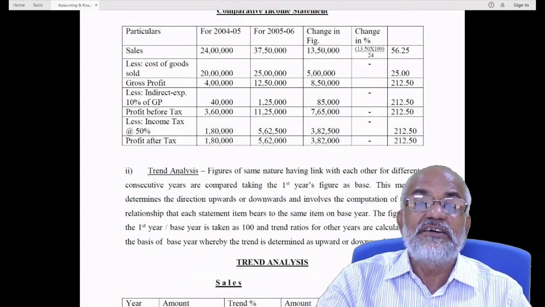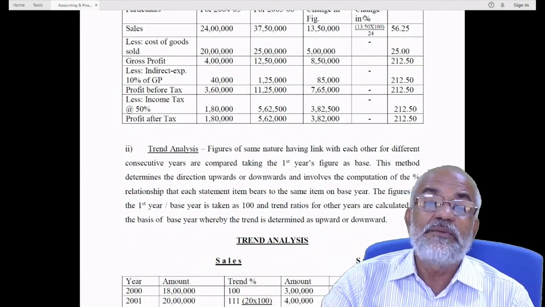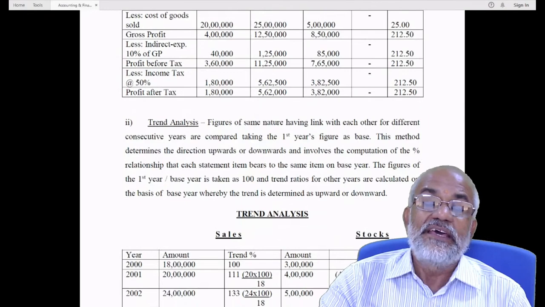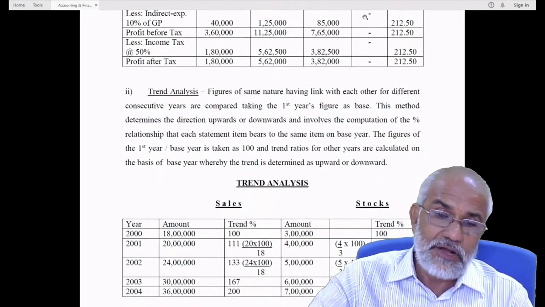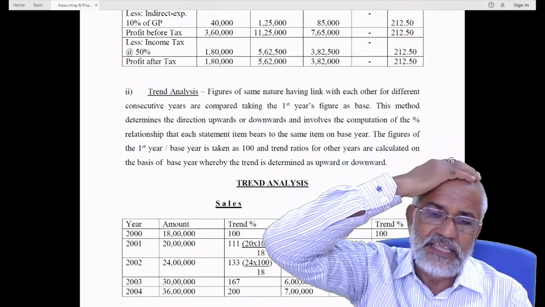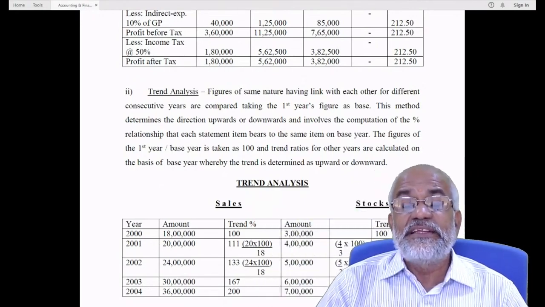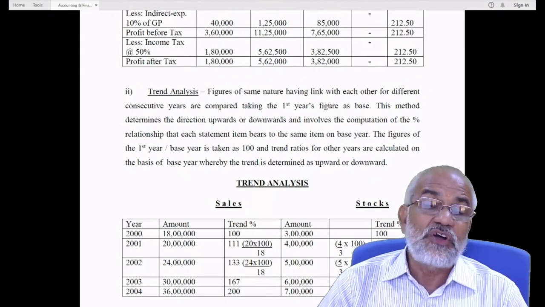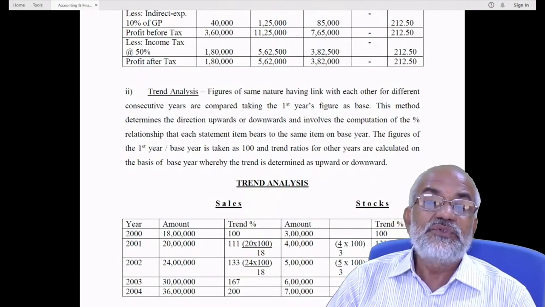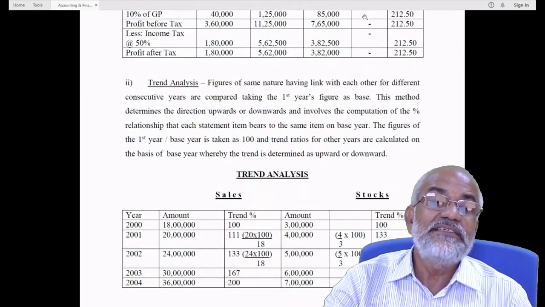The figure of the first year or the base year is taken as 100, and the trend ratios for other years are calculated on the basis of the base year, whereby the trend is determined as upward or downward. Here, the related items are to be taken for comparison, and if they are not having any relationship with each other, then the calculation of trend analysis will be of no use. So here, two related figures are taken. One is the sales and the other is the stock. Stock means stock of finished goods. Years are taken as 2000, 2001, 2002, 2003, and 2004. Five years have been taken.